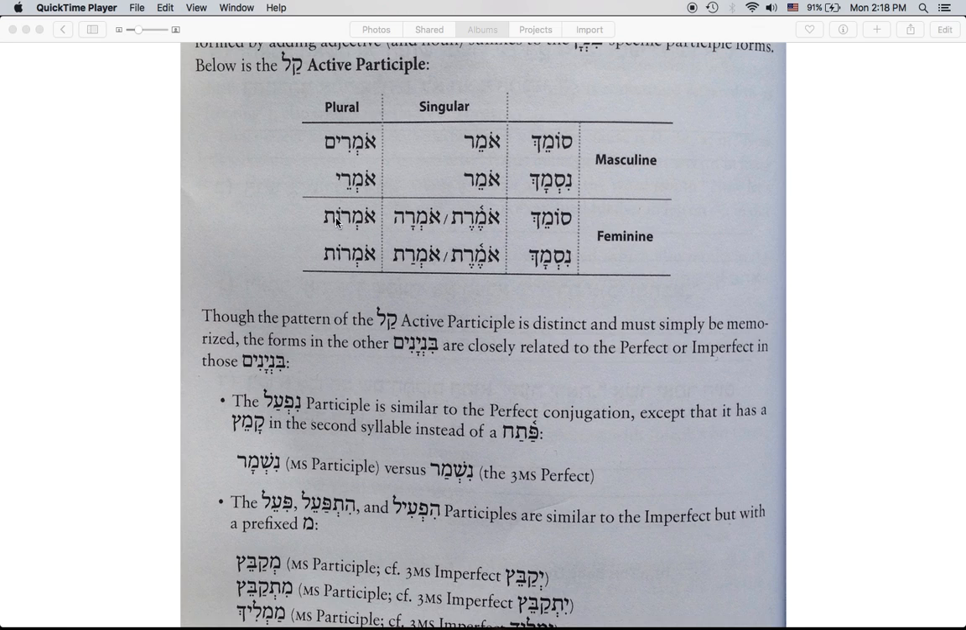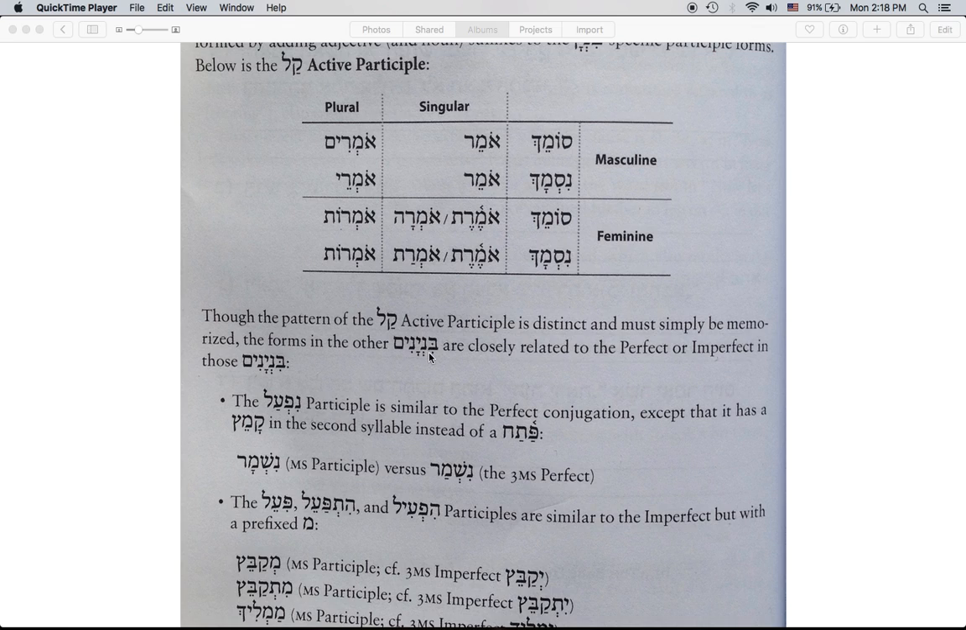The feminine down here, we have the feminine endings that we see on nouns, ot and a in the singular for the unbound, and ot for the singular and the bound. So we're used to these endings. Again, it is the vowels that are changing according to the different binyanim that the participle is in. So the pattern of the qal active participle is distinct and must simply be memorized. That's saying that this is new to us. The o-e vowel pattern is new to us. You need to memorize that.